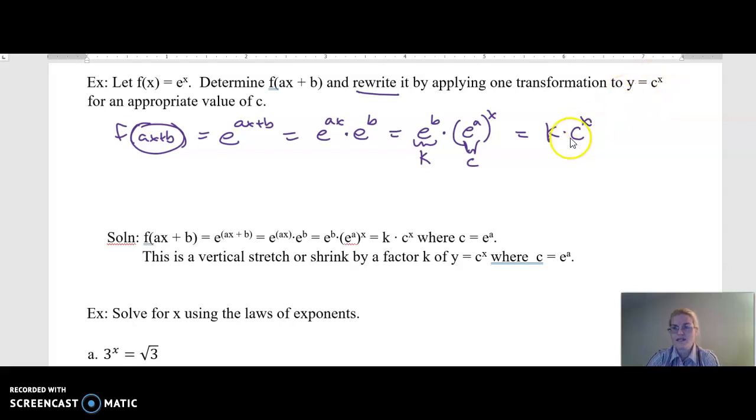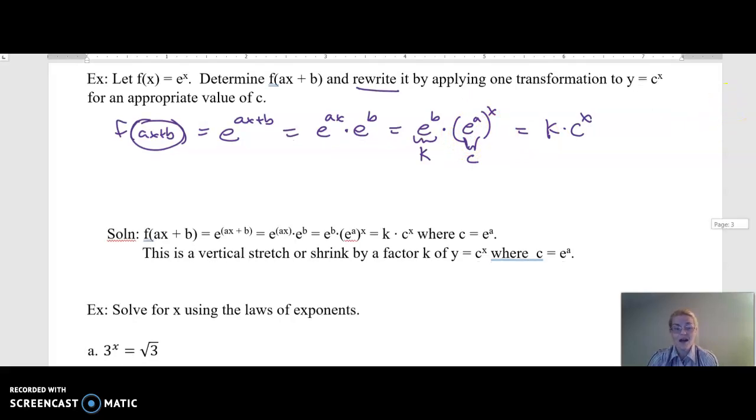And so what did I do? I just stretched this function vertically by a factor of k, where k is e to the b. So this is a vertical stretch or a shrink, depending on whether e to the b is bigger than 1 or less than 1, by a factor of k of y equals c to the x, where c is e to the a, this constant.